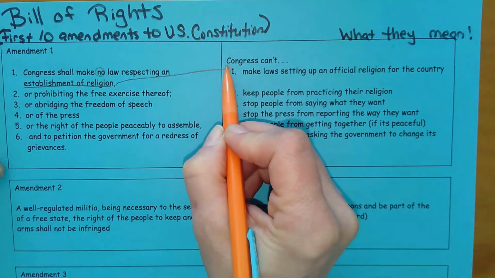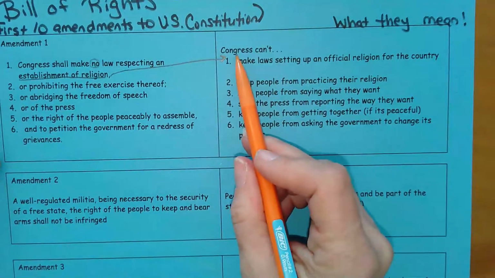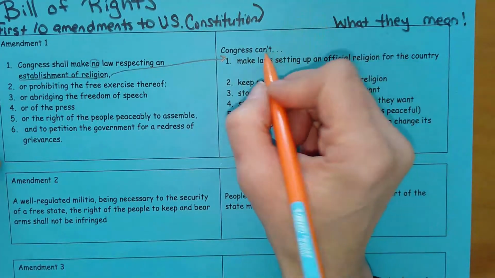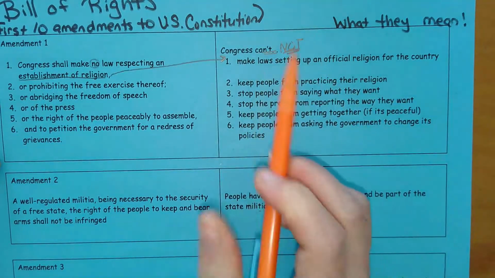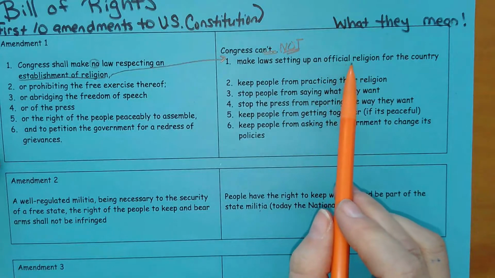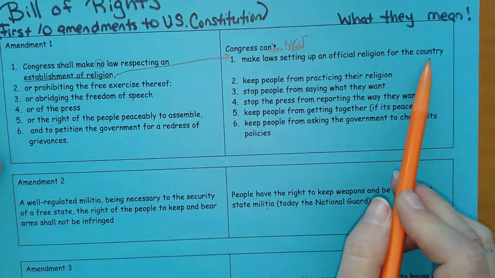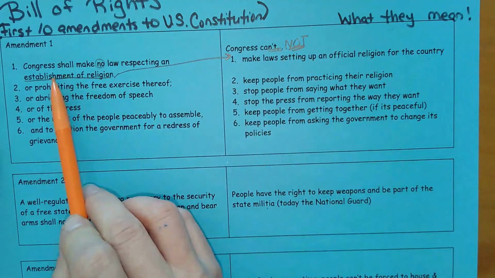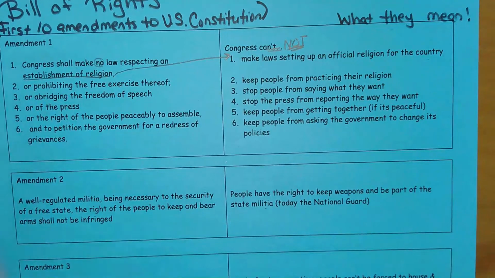Well, if we look over here, corresponding number 1 says, all right, Congress cannot, and I want you to write the not over here. Congress cannot make laws setting up an official religion for the country. So the first part of the First Amendment says the United States government cannot tell you what to believe about religion.